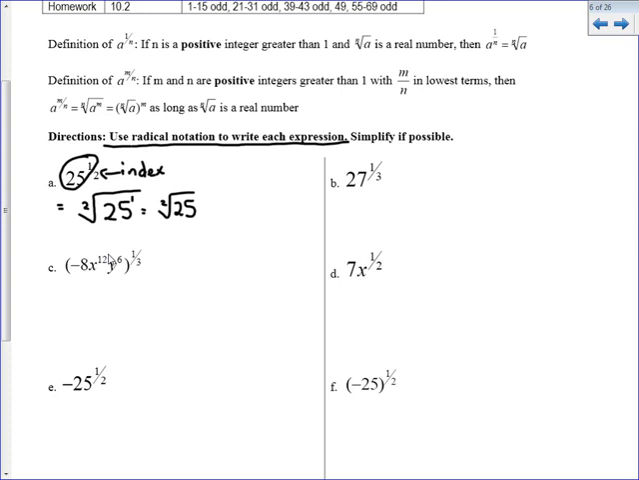So that's the first step. It's writing it in radical notation. Second step is to simplify. What's the square root of 25? 5. And we're looking for that positive square root because there's no negative in this problem.